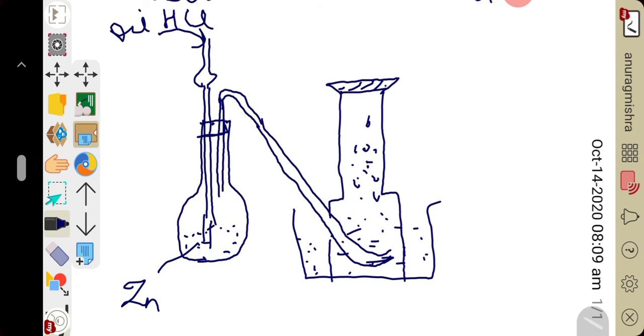ZnCl2. ZnCl2 is a salt. It will remain in this flat bottom flask, and hydrogen gas, with the help of this delivery tube, will pass into the trough where an inverted cylinder is kept. Here hydrogen gas will be collected by downward displacement of water.